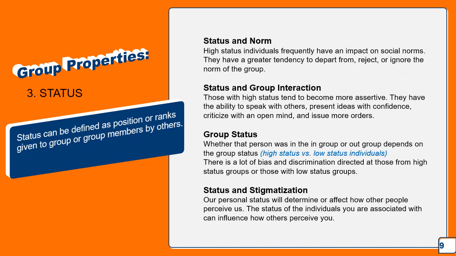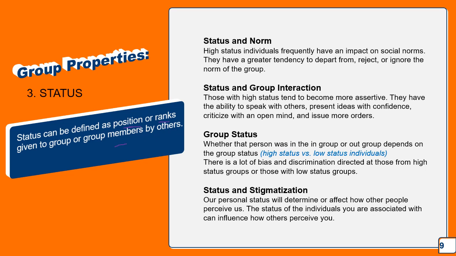Okay, next group property is status. Status is defined as a position or rank given to a group or group members by others. So status can be understood in terms of higher status or lower status that relates to a position or a rank of a person in a particular group or in a specific group. So status comes from the position or rank.